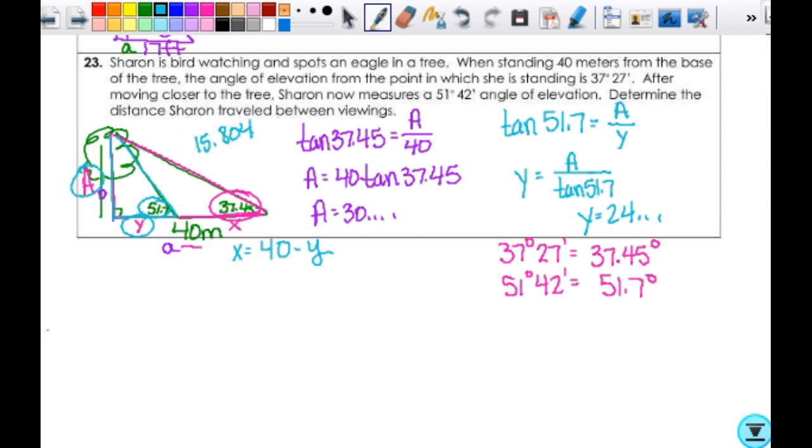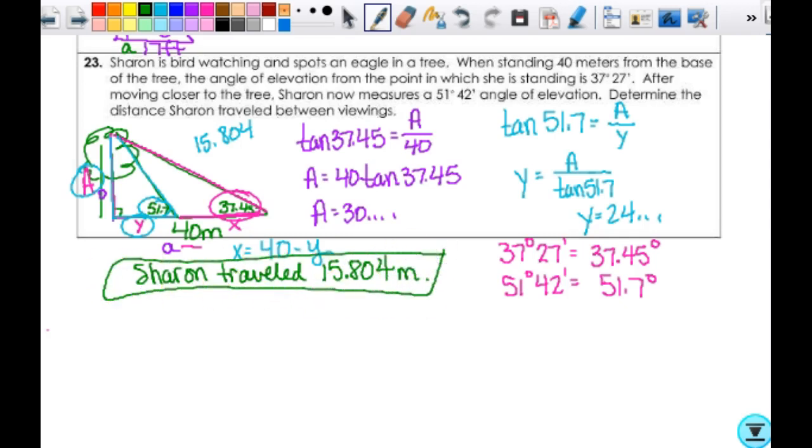So in all this mess, I need to actually answer the question here. It says, determine the distance Sharon traveled. Okay, so I can say Sharon traveled 15.804 meters. There you go. You got to store and keep up with stuff and draw and label. Otherwise, you're going to get all kinds of confused about what is going on.